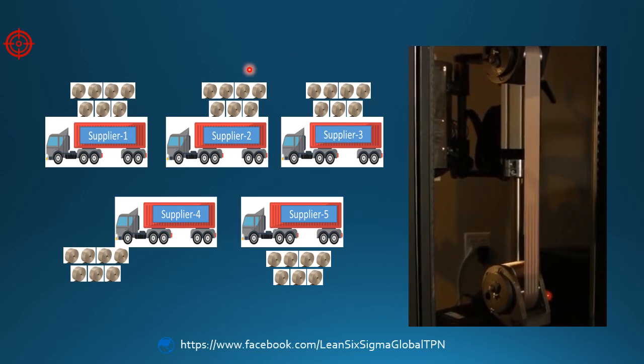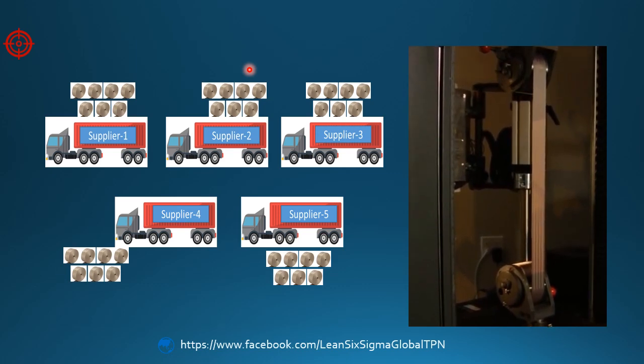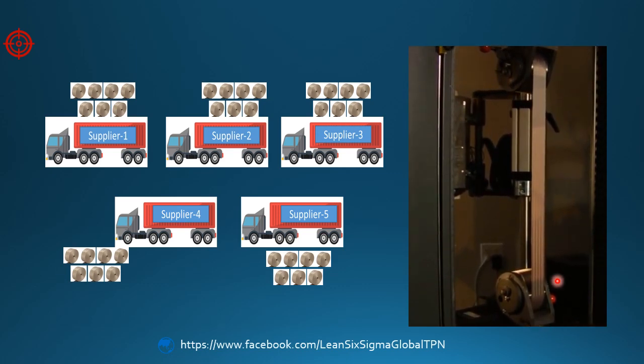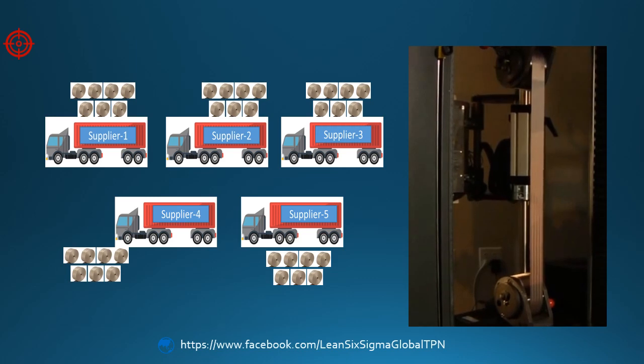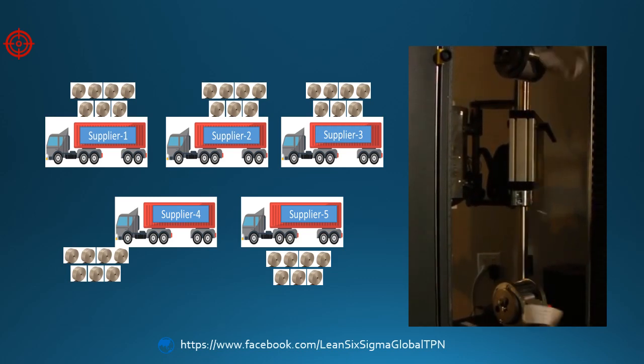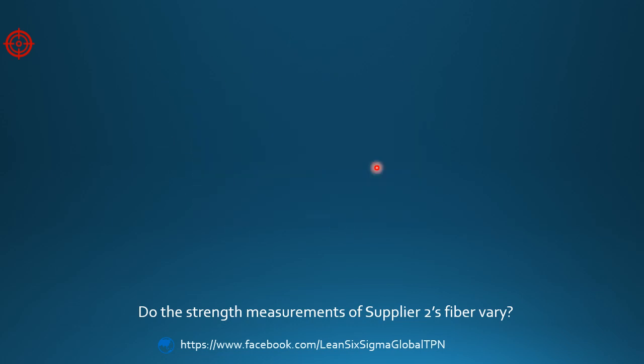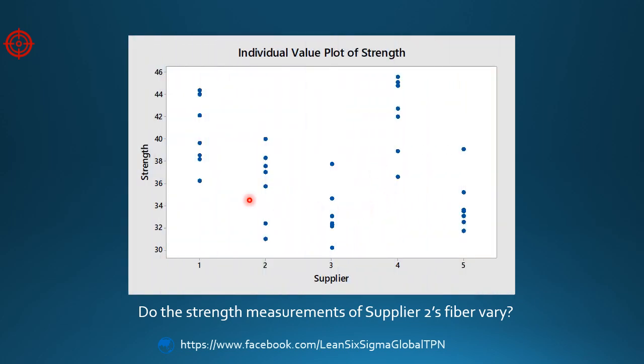So now, how can she interpret this data? It's difficult to compare groups by looking at the raw data alone, but we can use an individual value plot of the supplier strength data to help us.